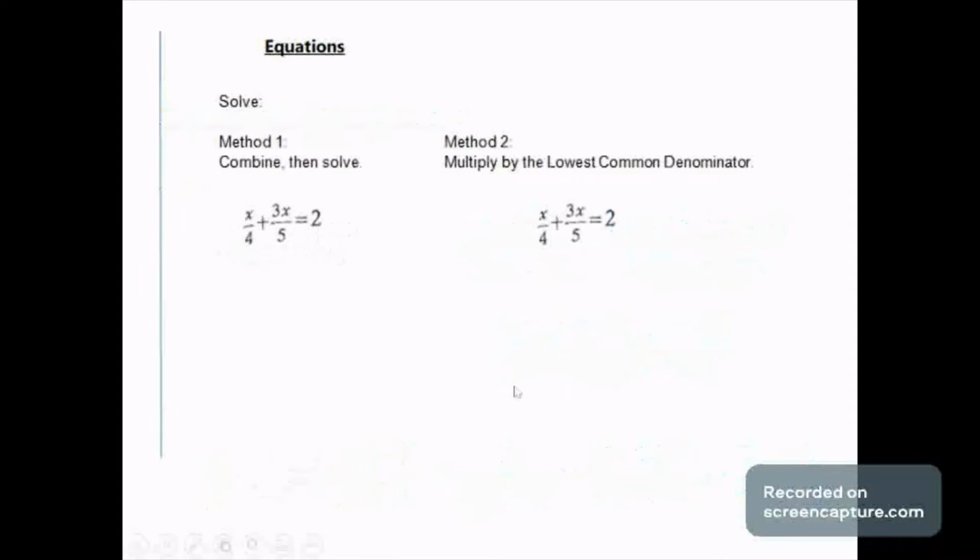And now let's jump back to equations. So here are two equations. And we're going to try both methods to make sure you get comfortable with both approaches and then see that eventually the lowest common denominator approach is easier. So let's look at this one.